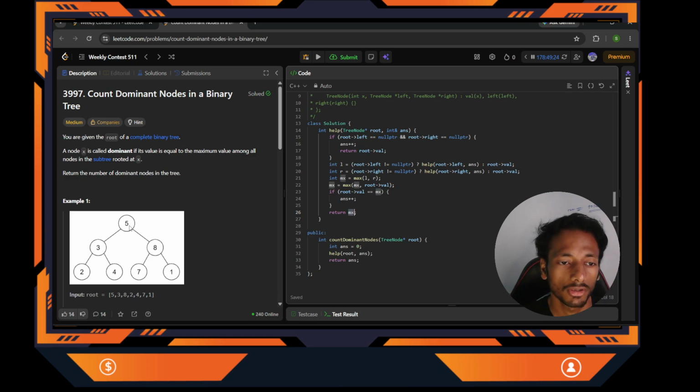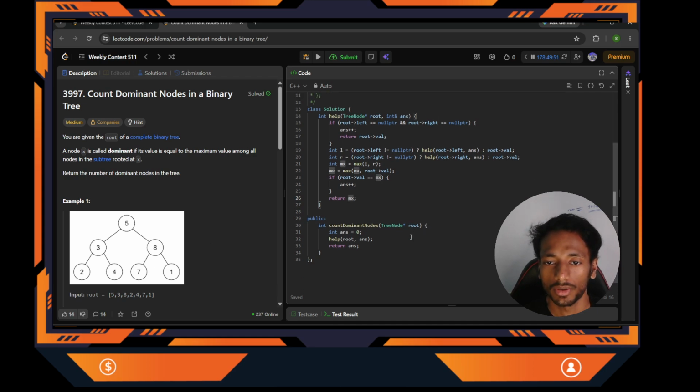Got it? Because next I have to calculate for the node 5. For that I need the information that 8 is the maximum value present in this right subtree. So that's why I'll return this max, because in the future, in the parent or the upward side, we may get some answers. So I have to return the correct maximum value present in this current hierarchy. Got it?